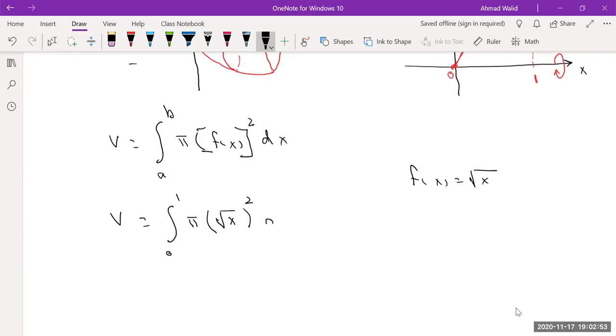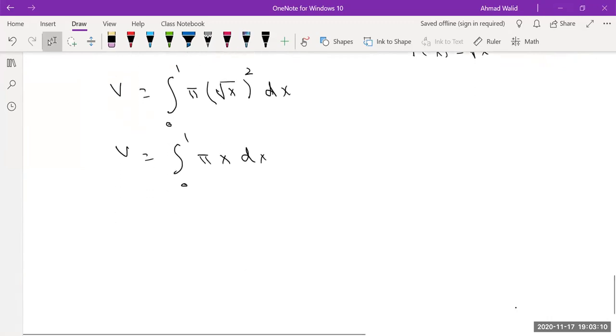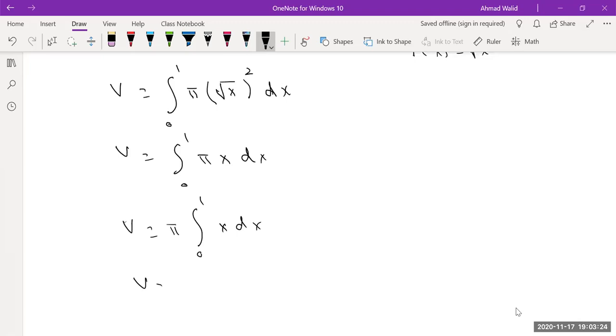Now square it, dx. Then V equals integral from 0 to 1 pi, the square root of x squared gives you x dx. Correct? Using the techniques of integration, all of you, after this, you will be fast. V equals, you can put the pi even outside, pi integral from 0 to 1 x dx, which you can say V equals pi times integral of x gives you x squared over 2, from 0 to 1.